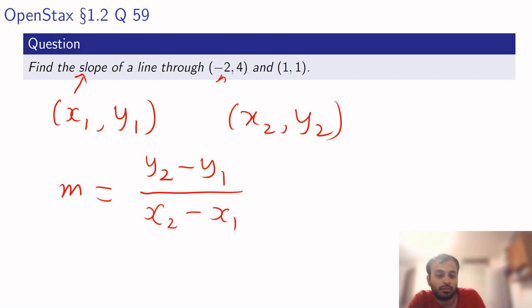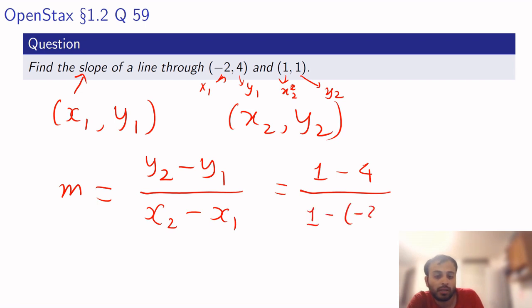So if we take this to be x1, y1, and this to be x2, y2, then if we plug in these values, it's 1 minus 4 divided by 1 minus of minus 2. Just make sure this is minus, so it's very important you take care of the sign. It would be minus 3 divided by 3, which is minus 1. So the slope is minus 1.